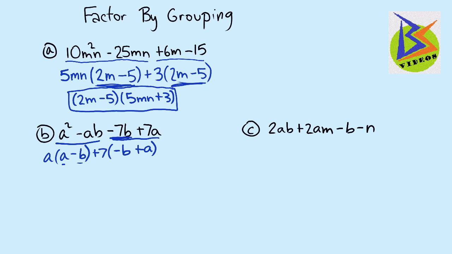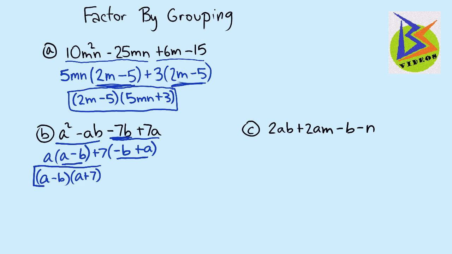Now we see that a minus b and negative b plus a are actually the same thing. So we're able to pull that out, and I'll just call it a minus b. Just decide what you want to name it. It could be negative b plus a if you wanted to. And then we're left with a plus 7.